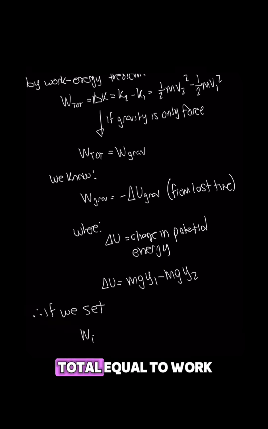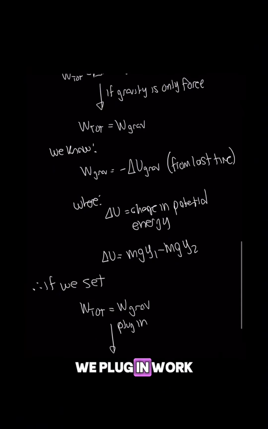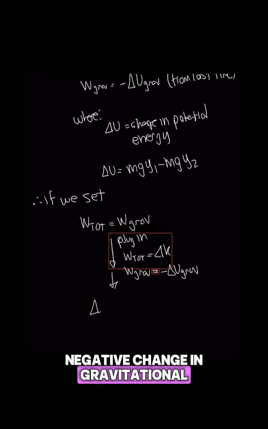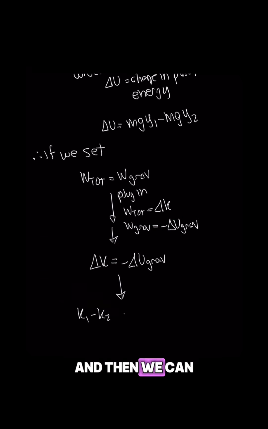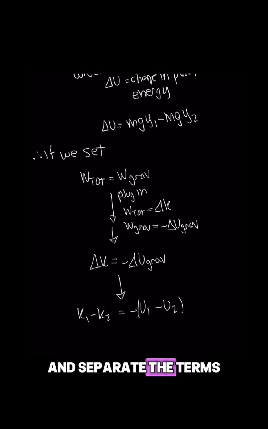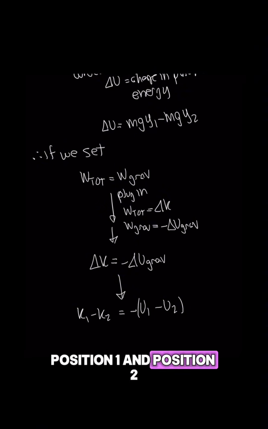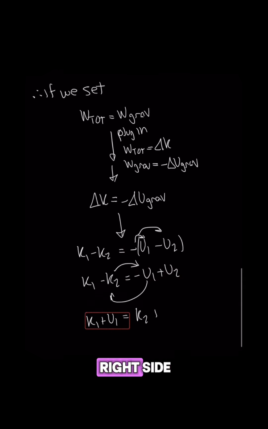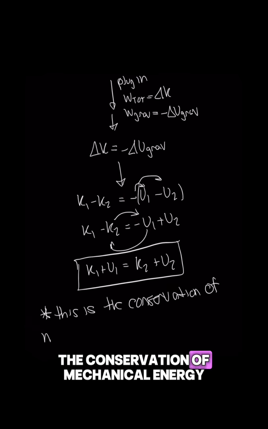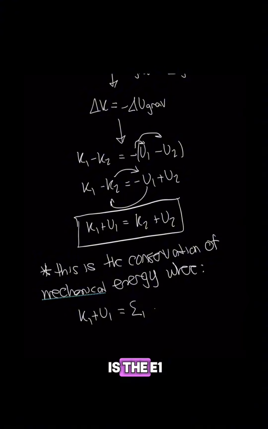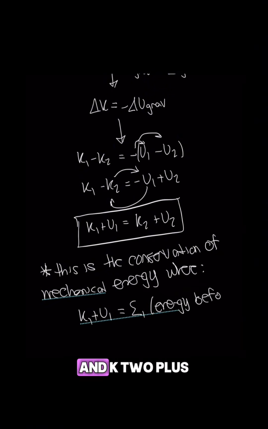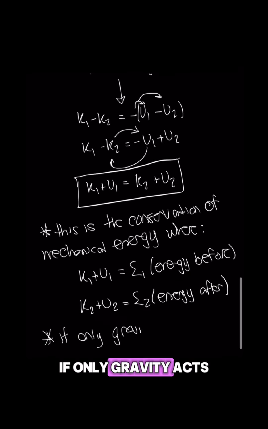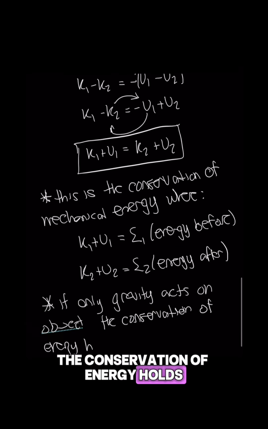If we set the work total equal to work by gravity, we plug in work total is equal to the change in kinetic energy and work by gravity is equal to the negative change in gravitational potential energy. We get this expression here, and then we can convert it into this form and separate the terms into the two positions, position 1 and position 2, by multiplying the negative into the bracket and bringing U1 to the left side and K2 to the right side. This right here is the conservation of mechanical energy, where K1 plus U1 is E1, which is the energy at the start, and K2 plus U2 is the energy at some later point after. If only gravity acts on the object, the conservation of energy holds. E1 is equal to E2.